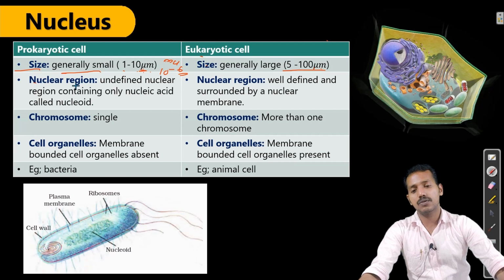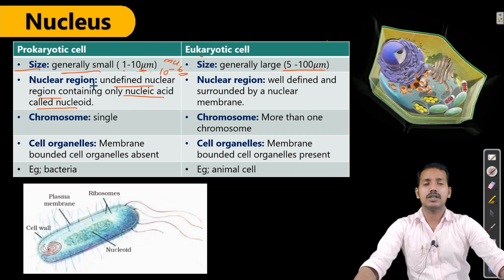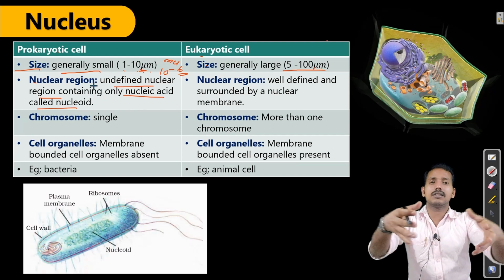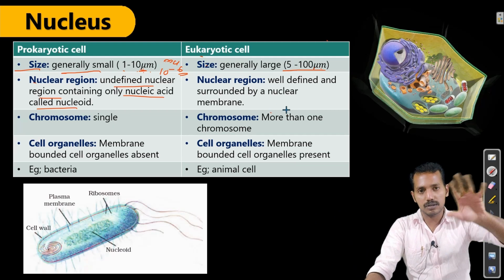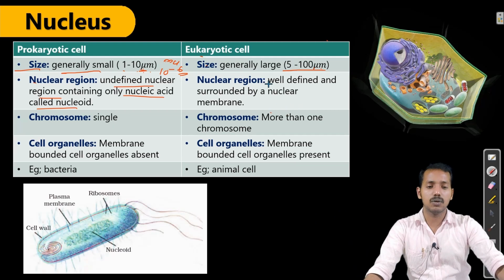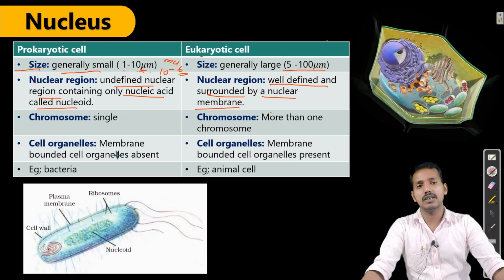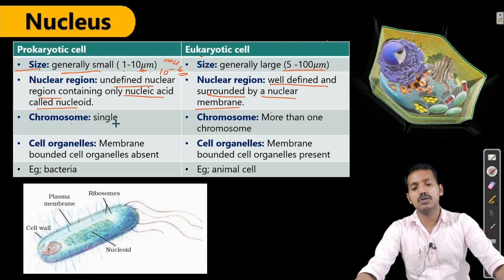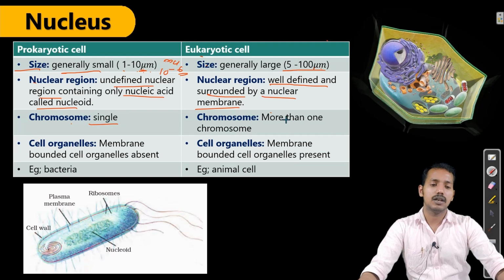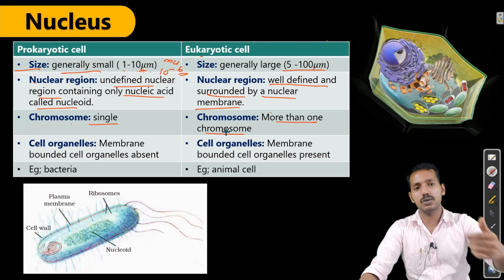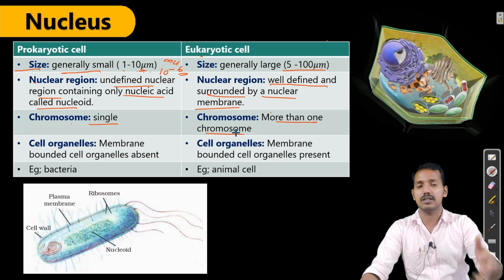In case of the nuclear region, prokaryotes have an undefined nuclear region containing only nucleic acid, the nucleoid, which is not well defined and is somewhat randomly distributed throughout the cell. Here, in eukaryotes, the nuclear region is well defined, surrounded by a nuclear membrane that completely separates it from the remaining part of the cell. In case of chromosomes, prokaryotes have a single chromosome, while here there is more than one chromosome. Like I told you, in humans there are 46.